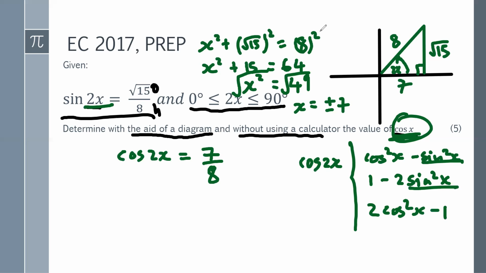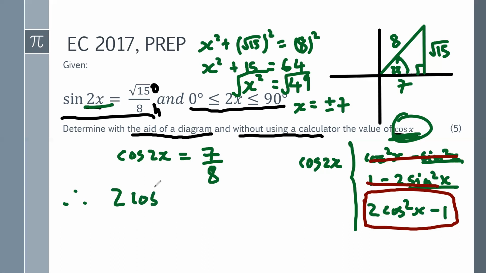So you should then save yourself from the pain of having to do hard work and go for the simplest form of this identity. And in this case, it is 2 cos squared x minus 1. So I will then, in the place of cos 2x, substitute 2 cos squared x minus 1. And what is this thing equal to? It is equal to 7/8.